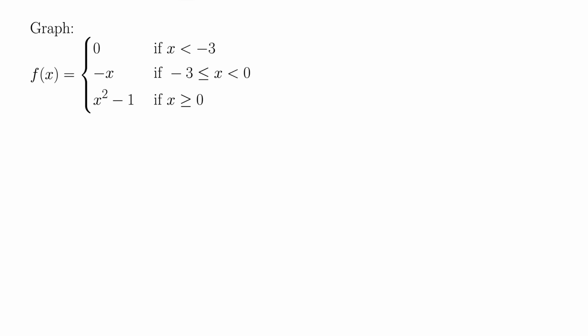So let's look at what each one of these looks like by itself, and then we'll combine them all into the single piecewise function. We'll start with f of x equals 0, right? So let's graph this out by itself. Well, f of x equals 0 is simply the horizontal line, y equals 0. So it looks something like that.